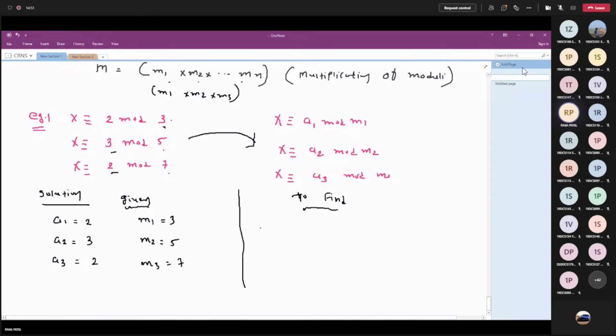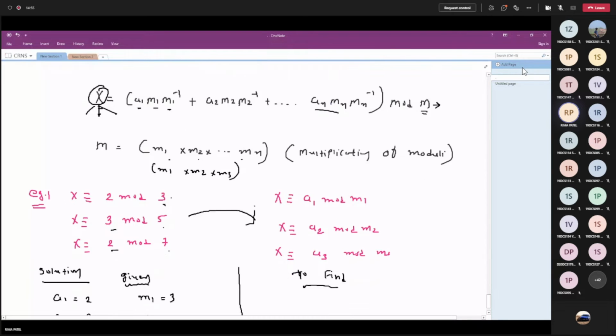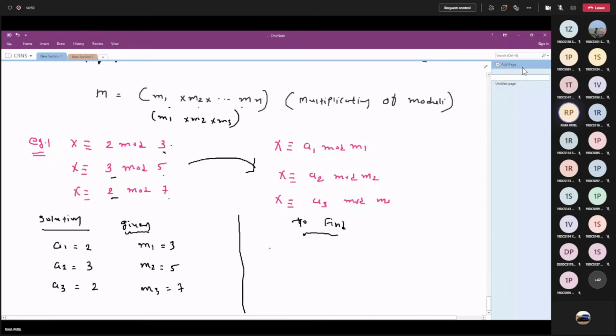Now what I need to find is, see the equation again. M1, M1 inverse, M2, M2 inverse. These I need to find. So I need to find capital M1. See, small m1, m2, m3 and capital M1, M2, M3 are different things. M1, M2, M3, and M1 inverse, M2 inverse, M3 inverse. These I need to find, right?